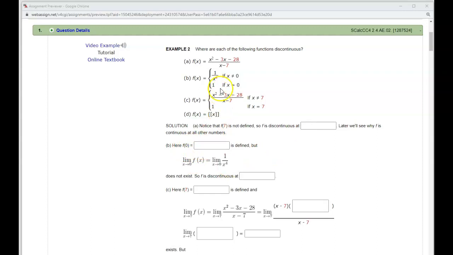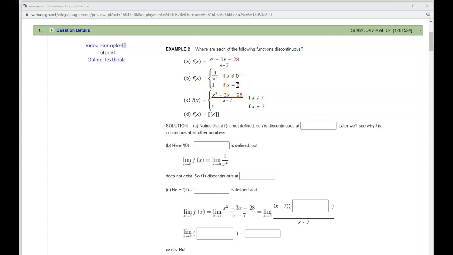F of 0 for problem B is defined, but I know 1 over x to the 4th goes off to infinity, and it's actually positive infinity on both sides. So if you look at the left limit and the right limit, you get positive infinity on both sides. I recommend you put it in your calculator and actually see that it's going off to infinity. But if we looked at the graph at x equals 0, we'd have a spot at y equals 1 where x is 0.